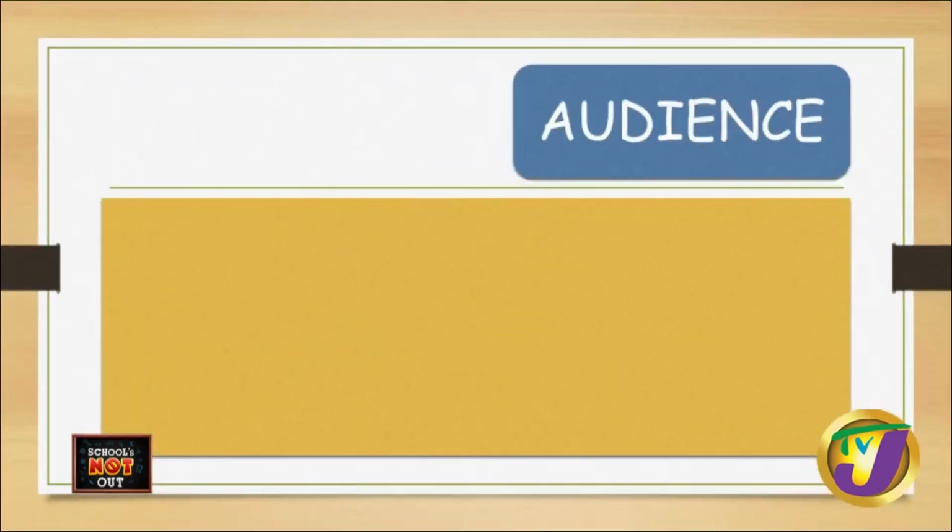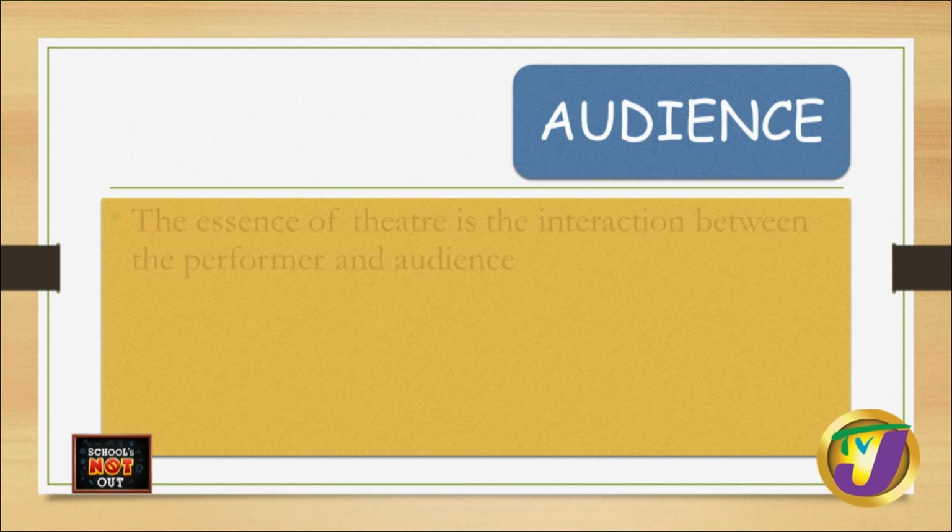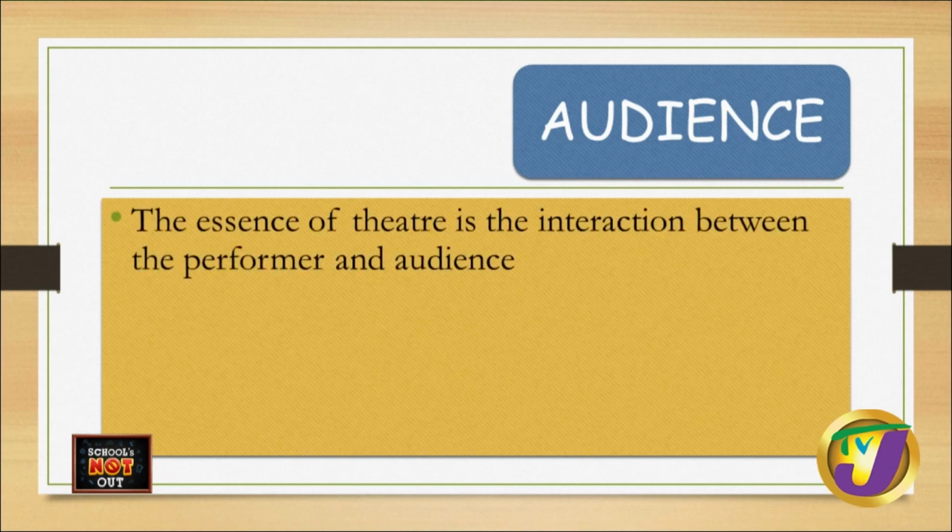So the other one that we're looking at is audience. We must have an audience. It's not the movie theater. We must have an audience. And this is what the audience does. The audience is the essence of the theater. The essence of the theater is the interaction between the performer and the audience. It must be live. So when we have the audience, it's a live show.